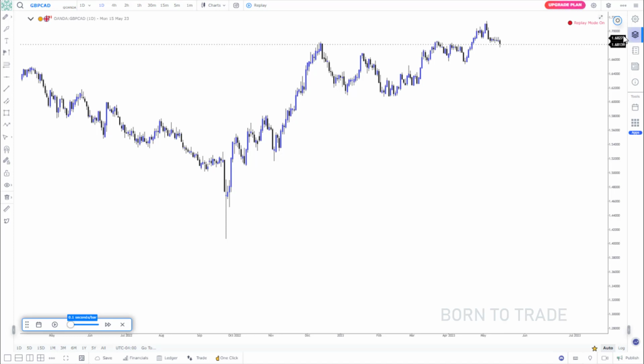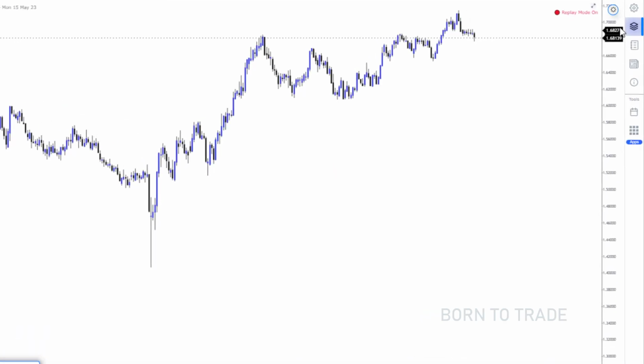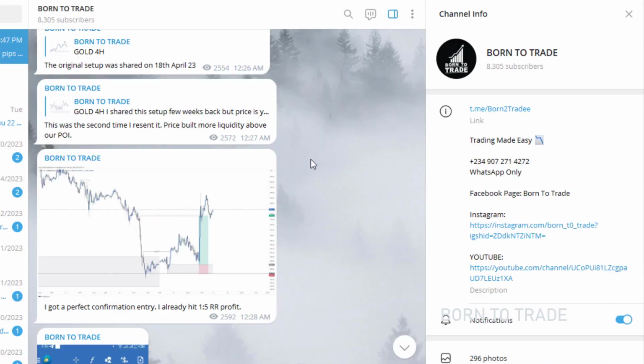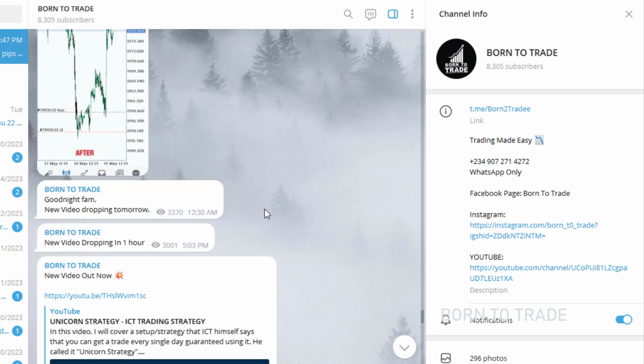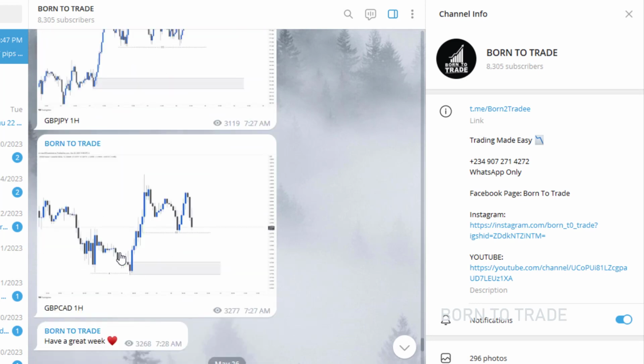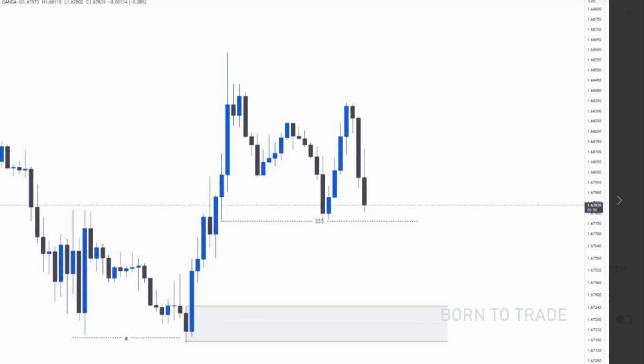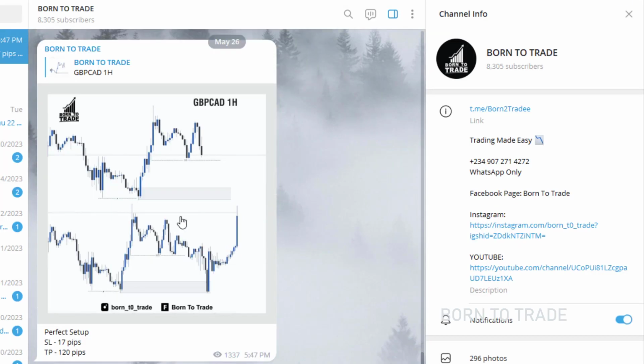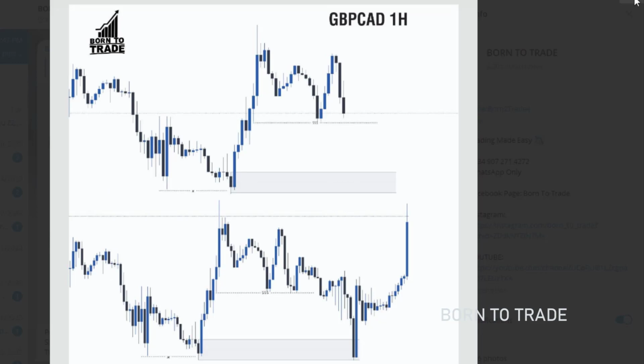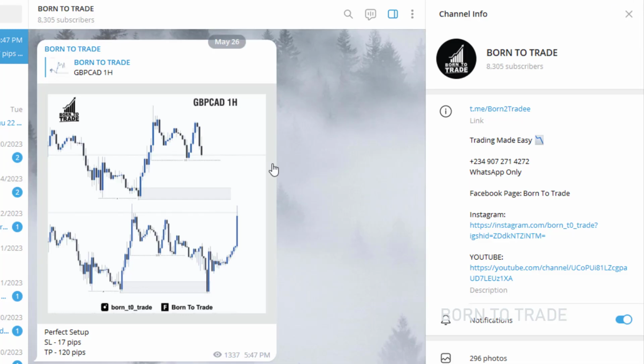The example I will be using to explain this was actually shared on my Telegram channel. From what you can see here, this is GBP/CAD, the 1 hour time frame. As you can see, this was the setup when it was shared, and from what you can see here, the setup played out perfectly. So this is the setup I will be breaking down in today's video.